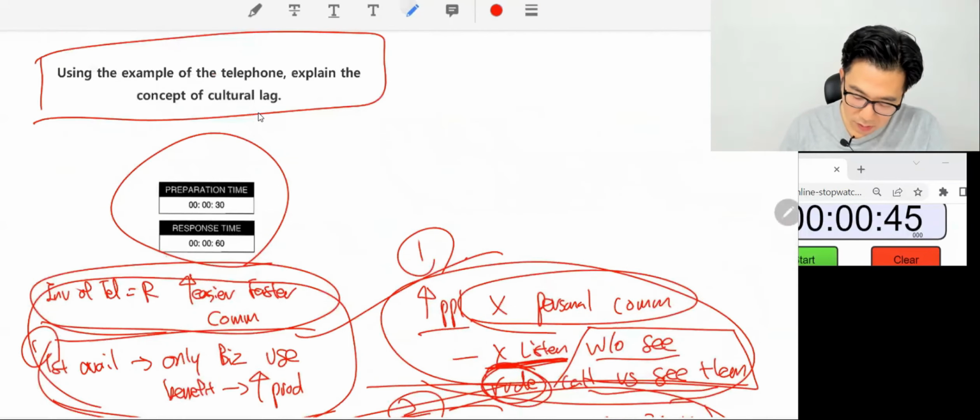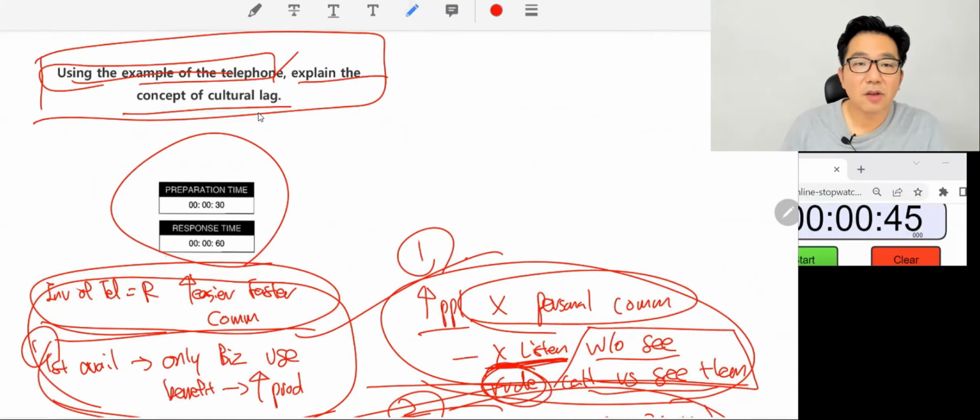Let's read it out. Using the example of the telephone, explain the concept of cultural lag. So as I said, you don't have to define cultural lag. So I might skip this time because you don't need to define it. It's not a deduction, but you can still get the perfect score by just saying, so the first sentence will be, the professor in the lecture explains the concept of cultural lag by giving the example of the telephone. That will be my first sentence. And then I'll jump straight to here.